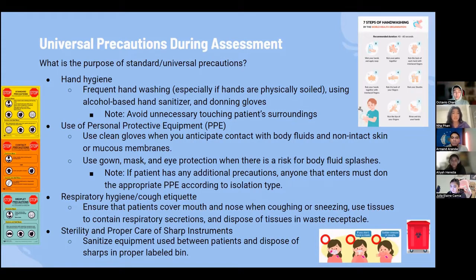And then another precaution to keep in mind is sterility and proper care of sharp instruments. You want to make sure you're sanitizing equipment that is used and shared between patients. For example, for the ACCU check, you would want to make sure that the glucometer is being sterilized between each patient use. And you want to be sure to dispose of sharps in a properly labeled bin, because careful handling of contaminated sharps can prevent injury and reduce the risk of infection.